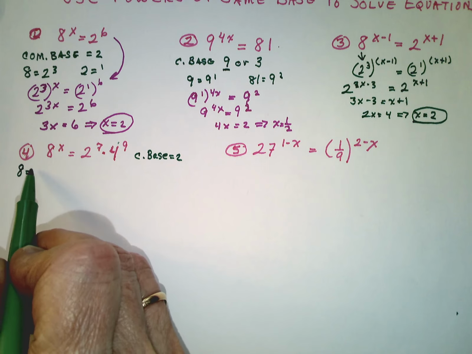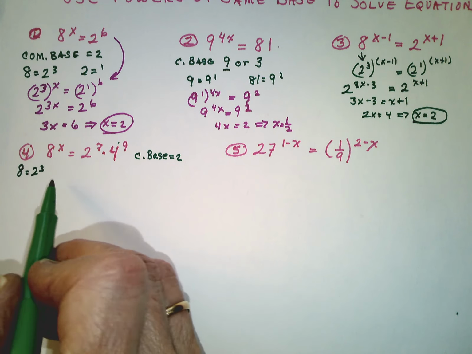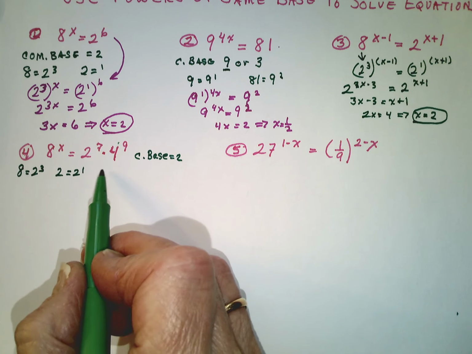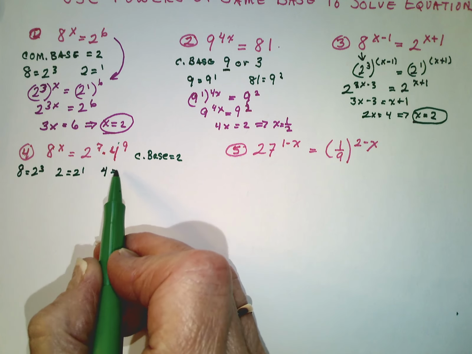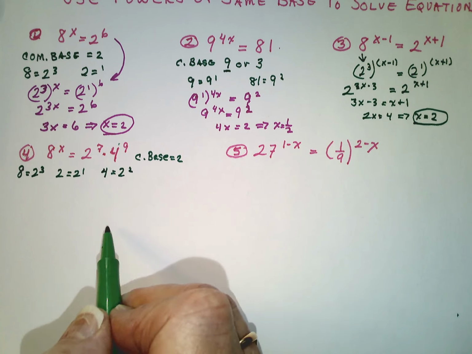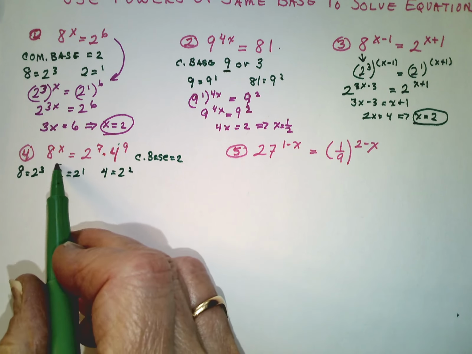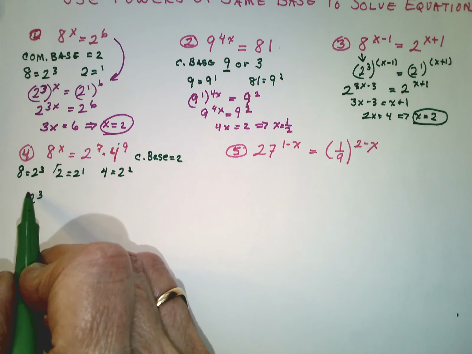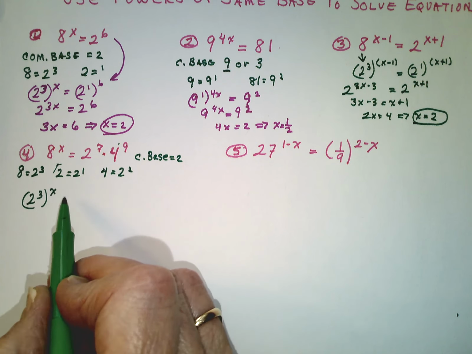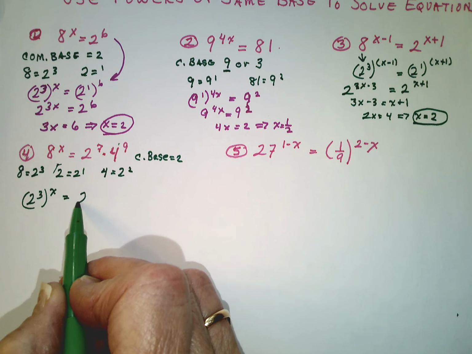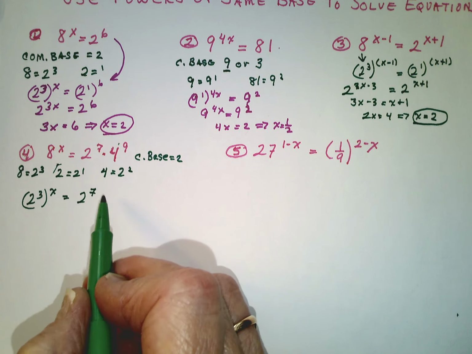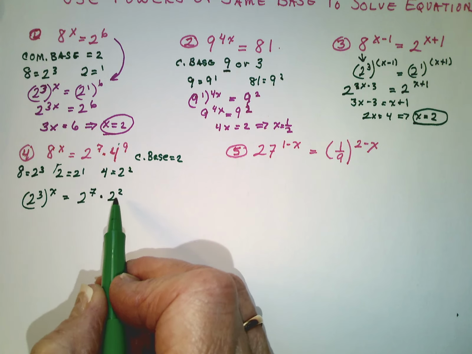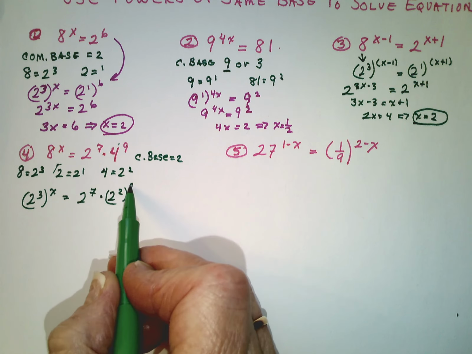So we know that 8 is 2 to the third. We know that 2 is 2 to the first. And we know that 4 is 2 to the second. So we're just going to substitute those in everywhere. Instead of 8, we're going to write 2 to the third raised to the x equals 2 to the seventh times, instead of 4, we're going to write 2 to the second raised to the ninth.